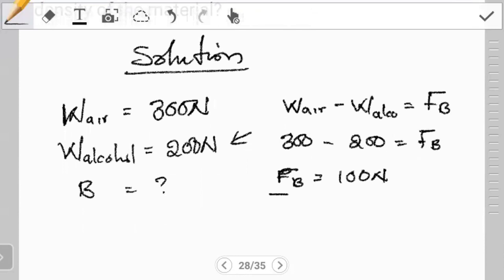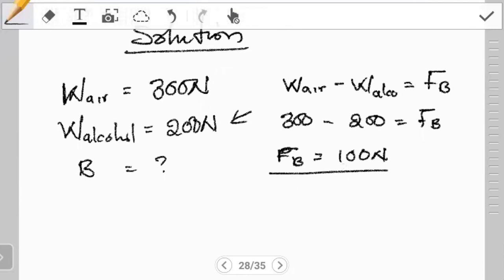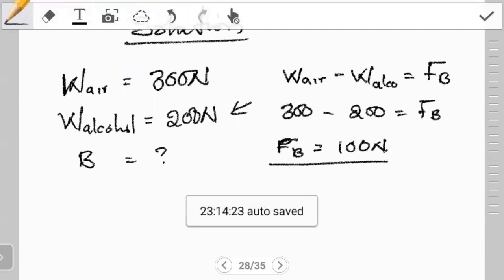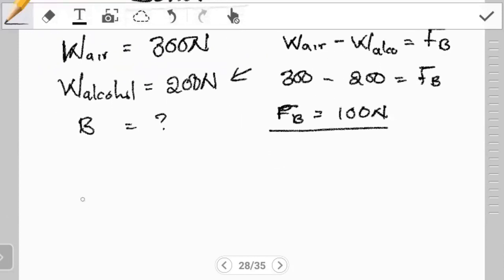Okay, now that we found the buoyant force, how can we relate this to the volume of that particular object? We have to recall, when we were driving towards Archimedes' principle, we did specify one thing. This buoyant force is actually equal to the weight of the fluid displaced, which is in this case the weight of the alcohol displaced by that particular object. Now, how do we get that particular weight? We know that weight is equal to mg.